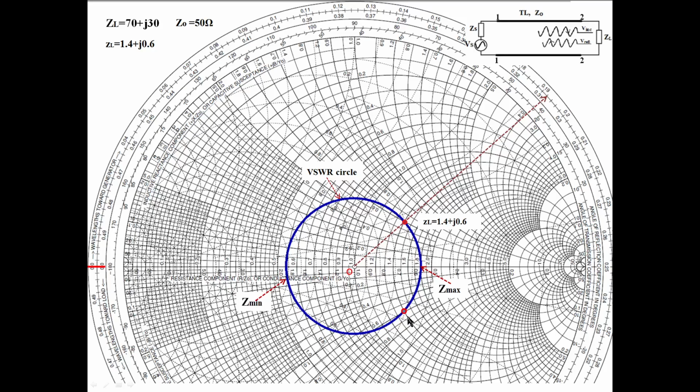What is that value? It is the reactance and resistance value at this position. Read the value of resistance and reactance at this position, and that gives the impedance at this position. What is the resistance value? You see the resistance circle passing through this point. That is 1.4. This is the 1.4 circle. The R value is 1.4.